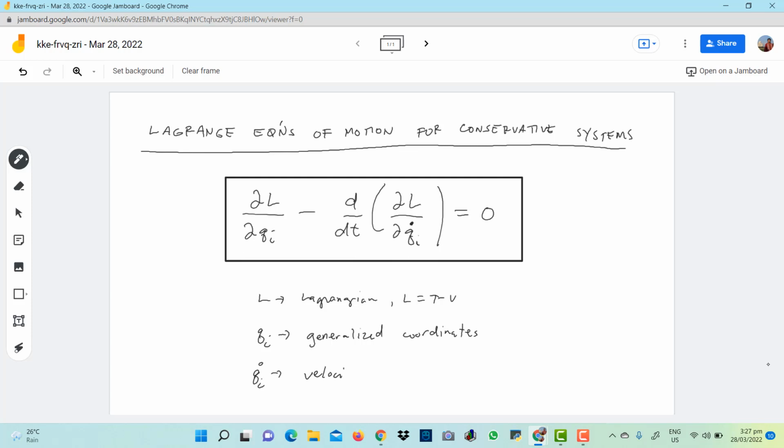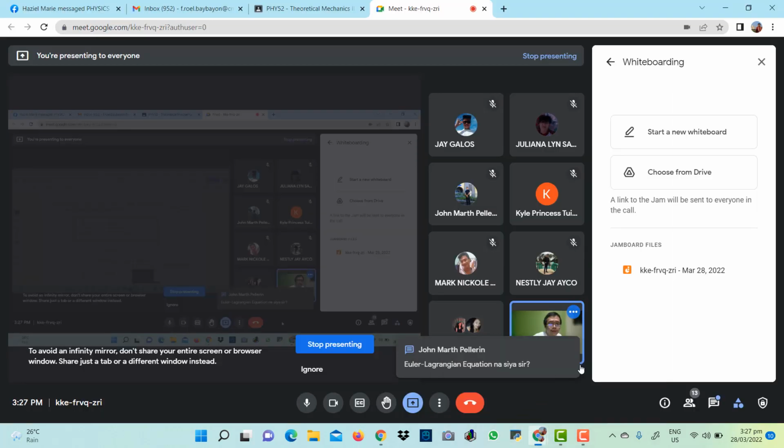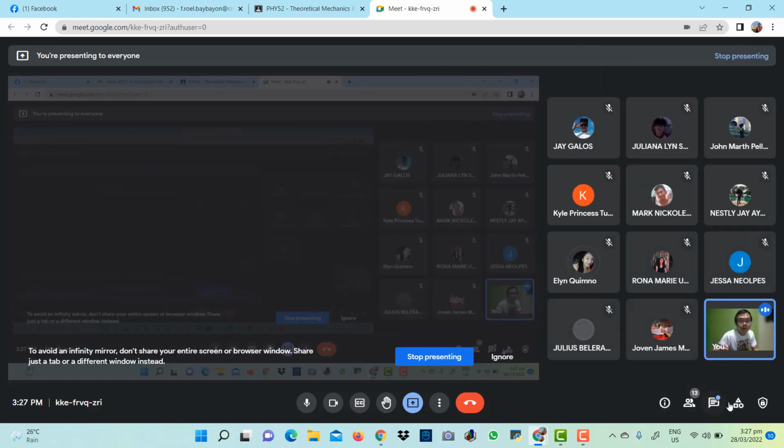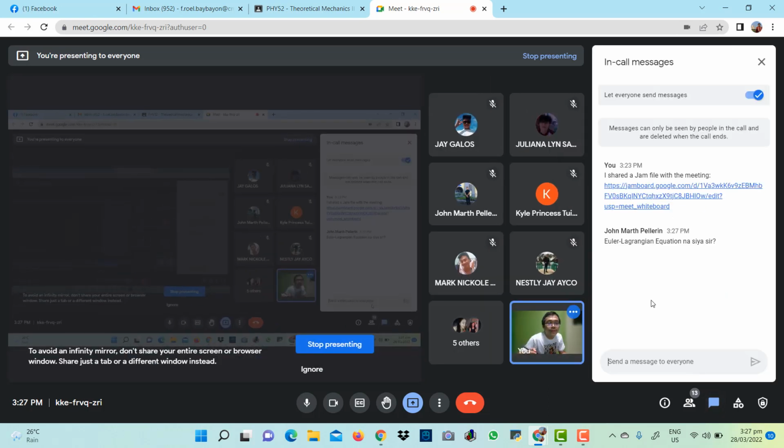Okay, take note. Kung i-derive nimo ang position, you will get the velocity of the particle. Okay, so we have t is time, of course. L is Lagrangian, Q i's are generalized coordinates, and Q i dot are generalized velocities. Question is, where did this equation come from? Euler Lagrange. Yeah, you're correct. We also call this one Euler Lagrange equation. That's correct.